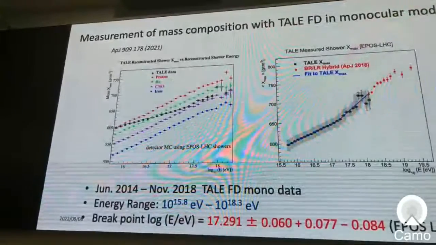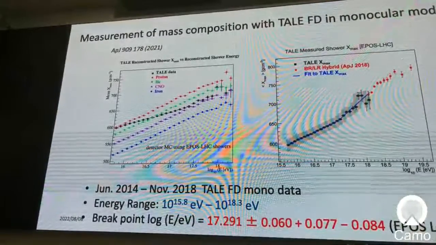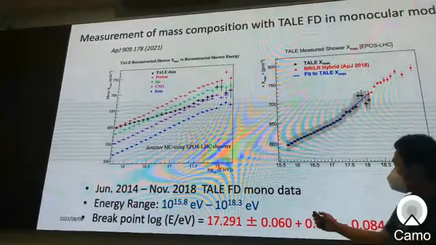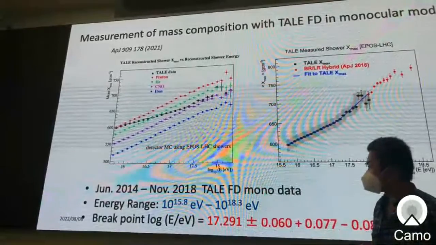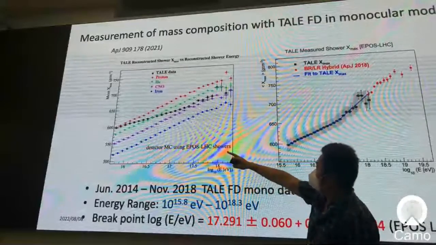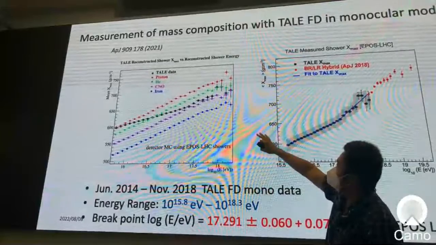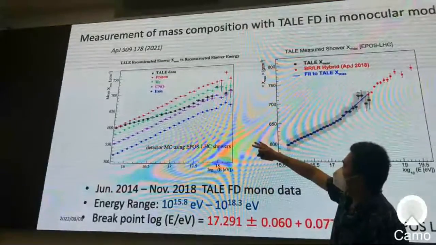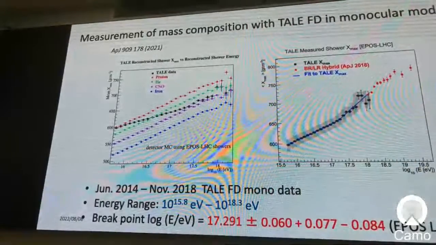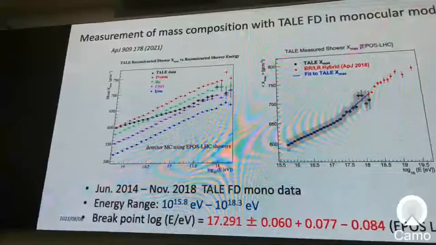interaction model. And using the TALE FD, we also extend the composition result to even lower energy, like this. And we extend the composition result down to 10 to the 15.8 electron volt. This is the result, and as in the previous figure, the black data points are compared with the expectation of Monte Carlo simulation, assuming some composition: proton, helium, CNO, and iron.